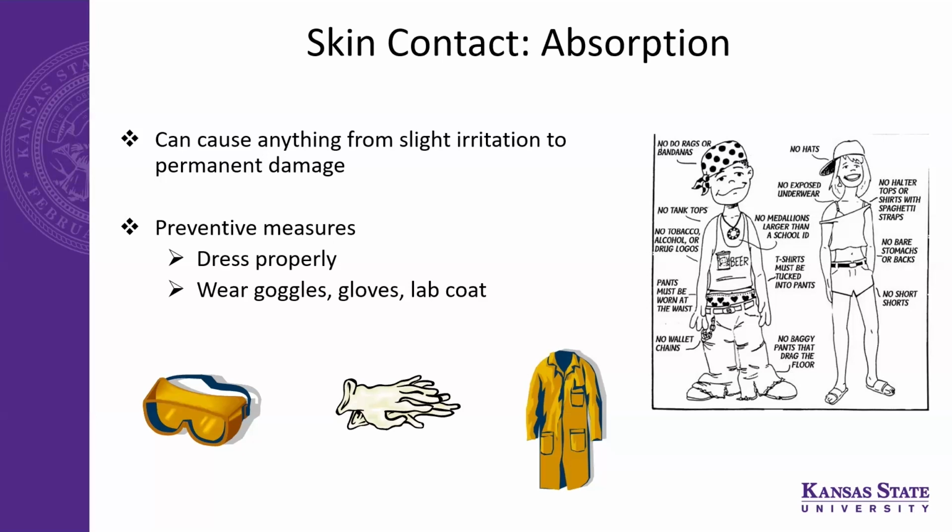Generally speaking, for our teaching labs and research labs, we have a lab coat, which is to protect you from chemical contamination, and safety glasses to protect your eyes. And if you are dealing with hazardous chemicals, of course, you have to wear gloves as well.